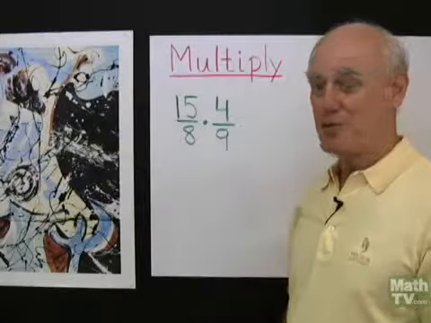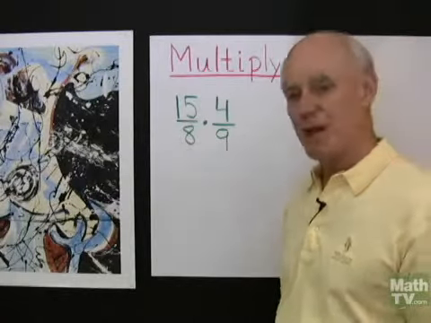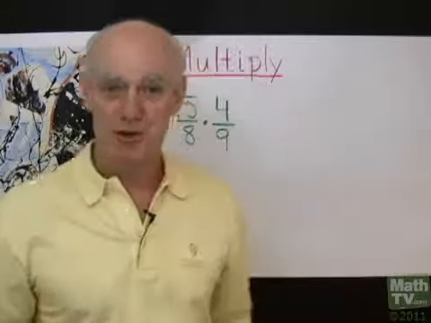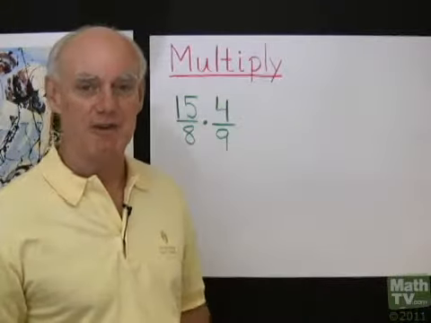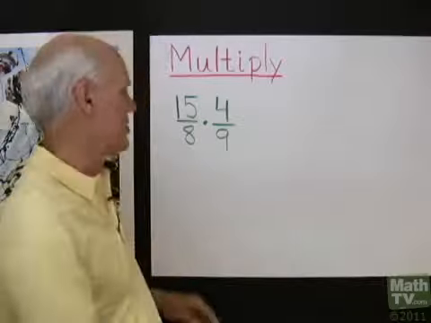All right, more multiplication with fractions. Here I'm going to multiply these two fractions. I'm going to end up with something that reduces to lowest terms, so I'll have some factors to divide out of the numerator and denominator this time.